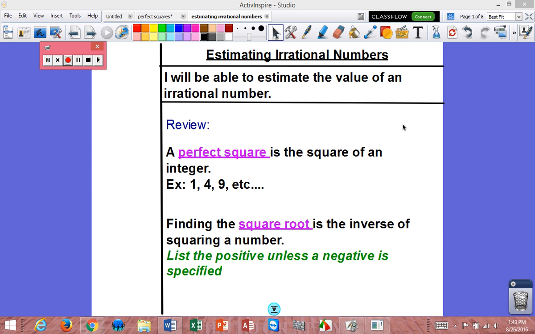Hey everyone. Alright, today's video is going to be over estimating irrational numbers. Your objective: I will be able to estimate the value of an irrational number. So let's do some review.